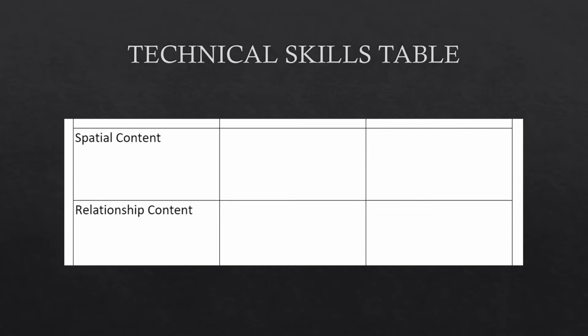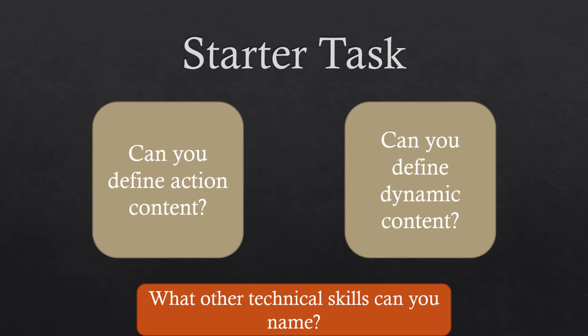So make sure you have your technical skills table. That might be printed or that might be open on another tab, so you can fill this in as we go. So we're looking at spatial content today and relationship content.